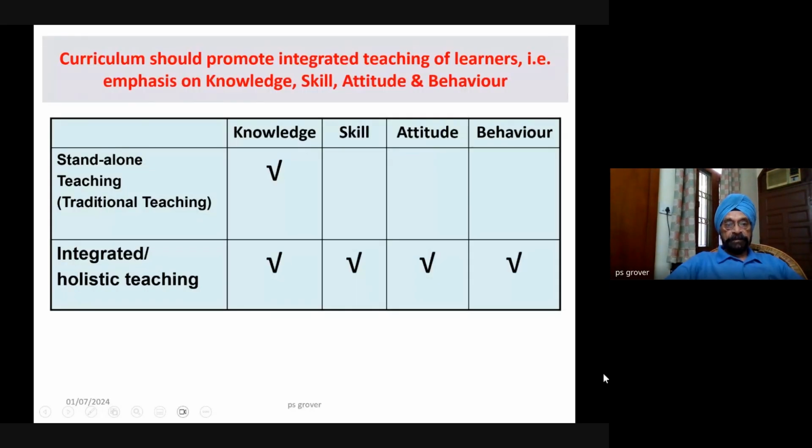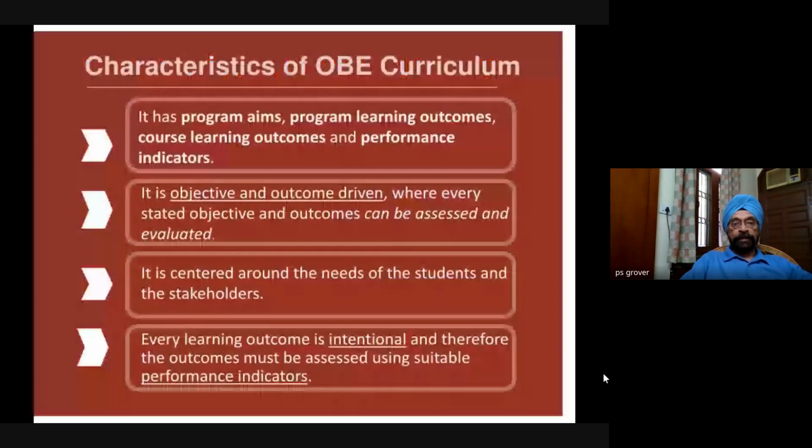In the traditional curriculum, the main focus is on knowledge. But in the outcome-based curriculum, what we also call integrated holistic learning of the student, the focus is that the student gains the knowledge, develops skill, develops attitude and behavior. So this is very important. Now, when I design the curriculum according to outcome-based education, it should have program aims, program learning outcomes, course learning outcomes, and performance indicators.